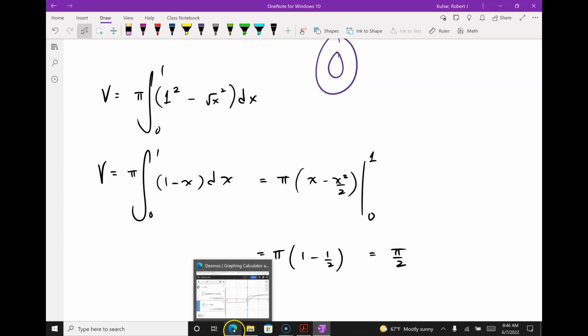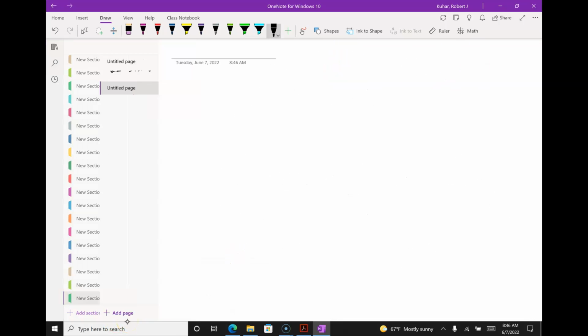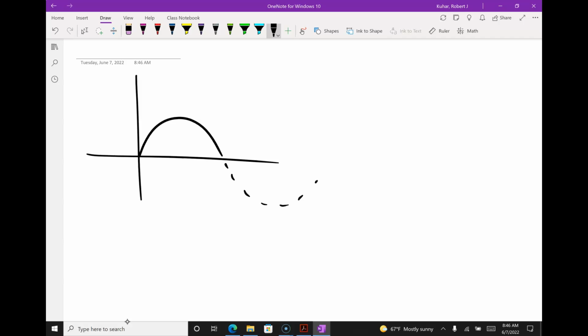So let's create a football. Let's take our sine from 0 to pi and rotate it around the x-axis. So from 0 to pi, there's my sine, correct? And I want this particular area. I want to draw that rectangle in there.